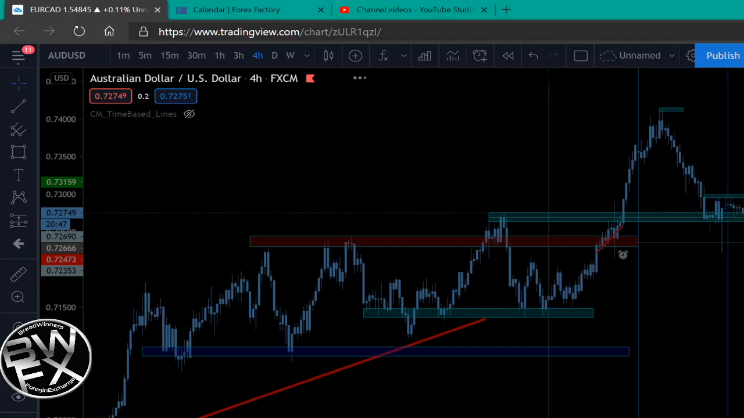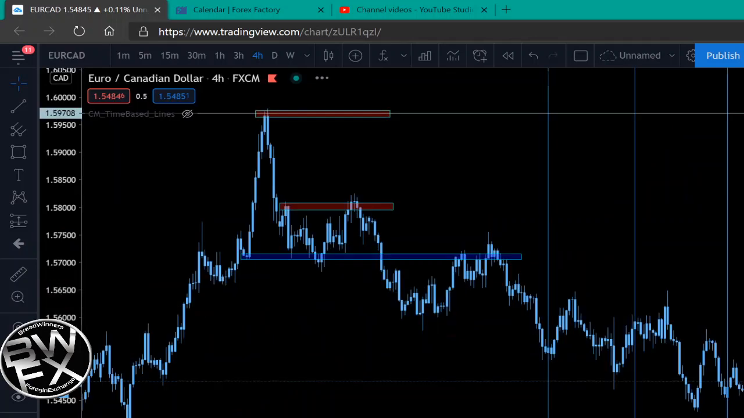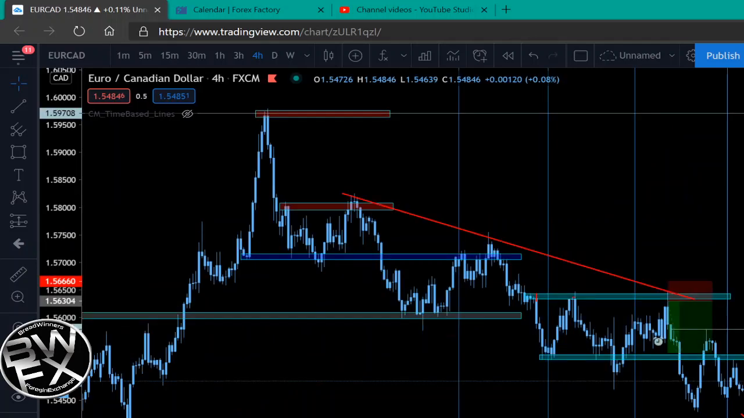Euro CAD. I gave y'all the sauce last week. I told y'all, I said if they come back to this level, be looking for sell opportunities. Hopefully, you guys are able to capitalize on this opportunity and this opportunity as well. I told you this was an area where you were going to see sellers entering the market.